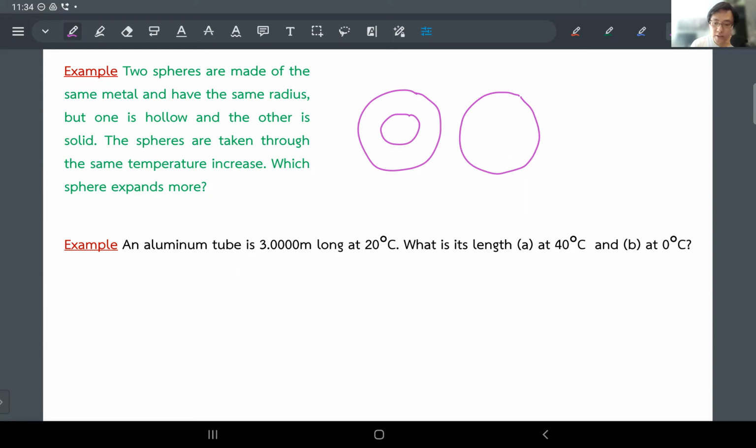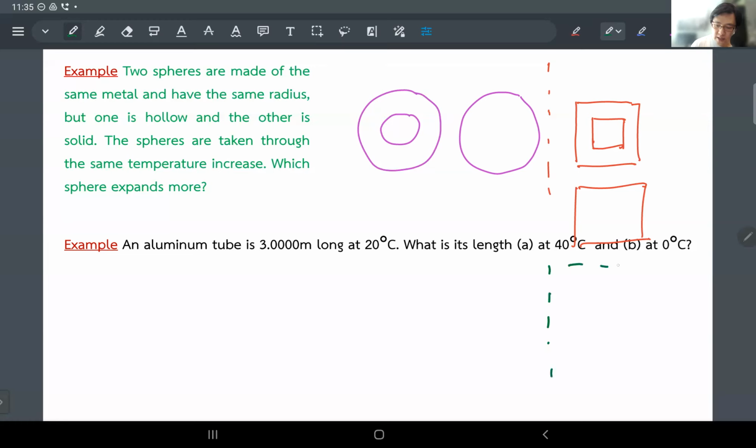All right, just to give you a comparison, if I have now a sheet, so it's 2-dimensional, and then the one with the hole and the other one does not. Same thing, right? So which one should expand more? All right, 2 answers seem to go with the solid one. Okay, and now let me throw the third question to this.